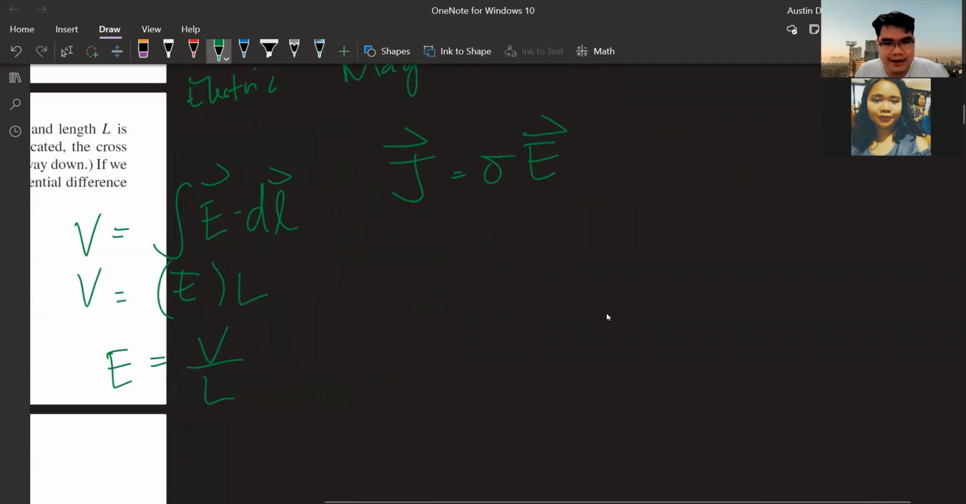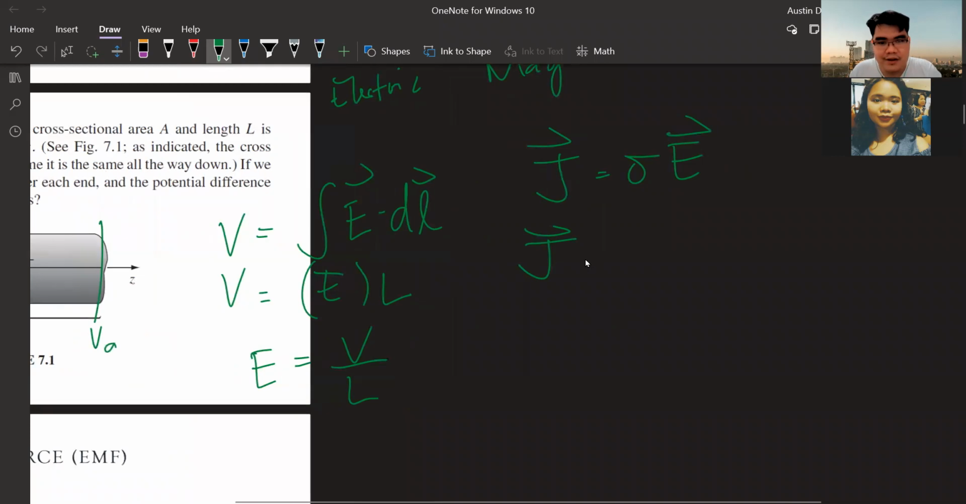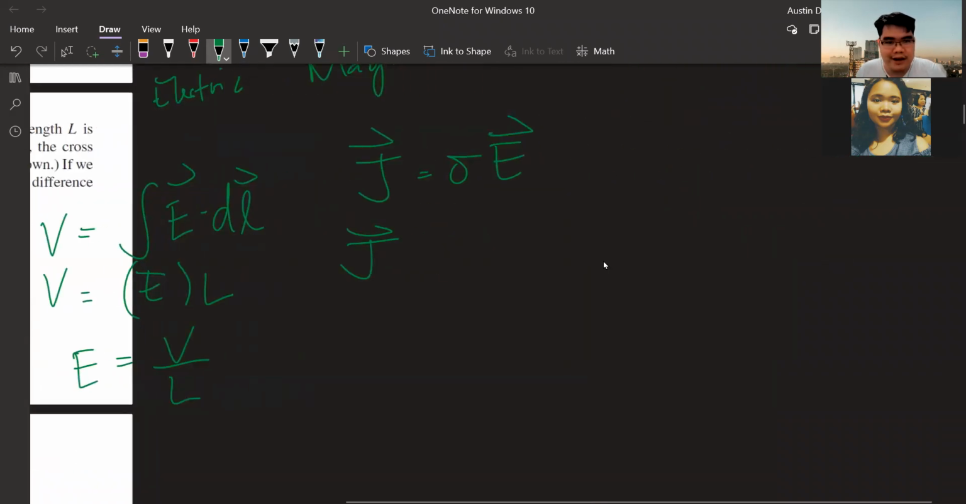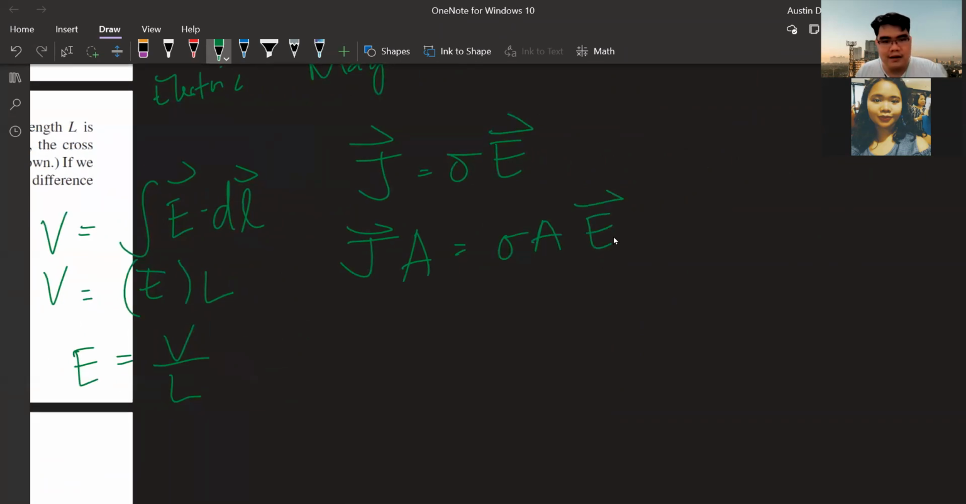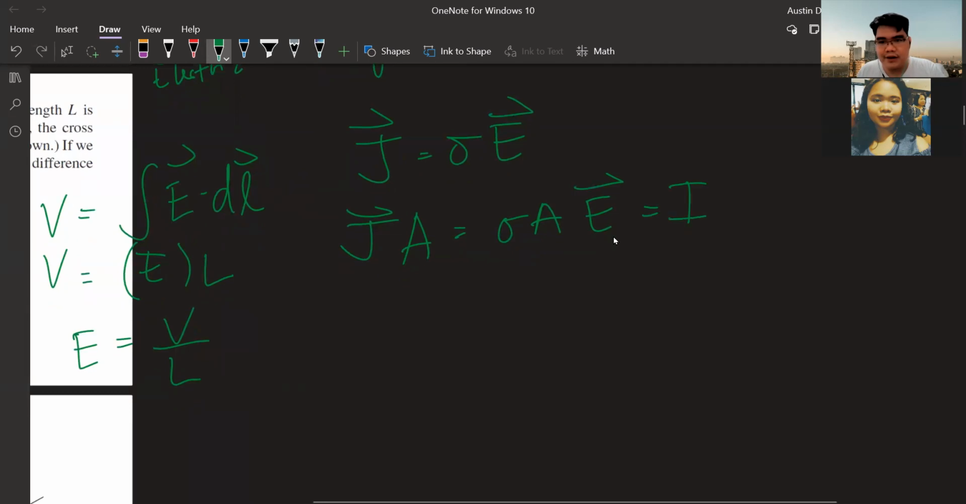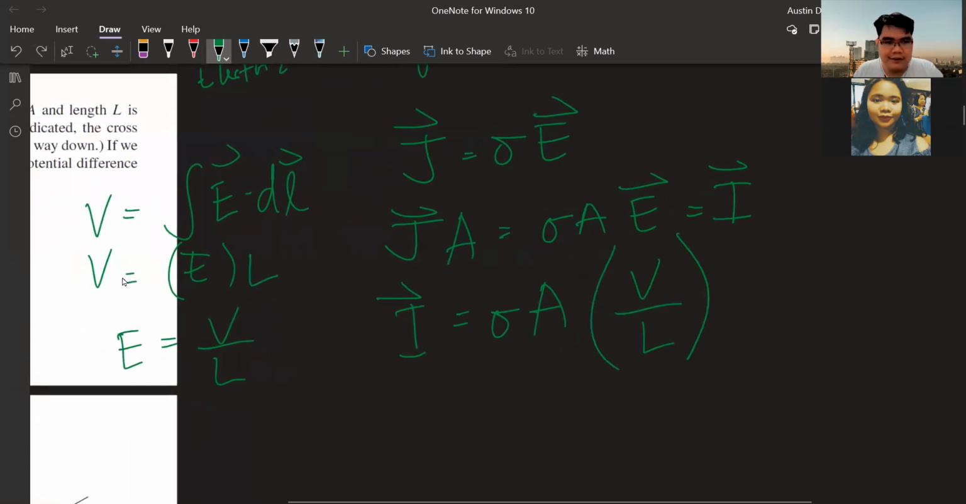Okay, so J, sigma, E. Para makuha ko yung total current, multiplyan ko siya. J times, di ba ang J ay current per area? Tama. Current per area. So if I multiply that with A, sigma A, E, then I get the total current I. So I has to be sigma A. Plug in natin si E, which is V over L.